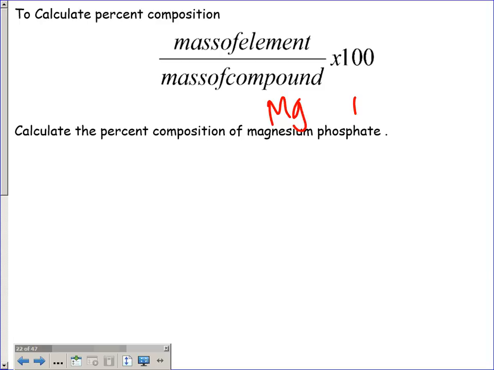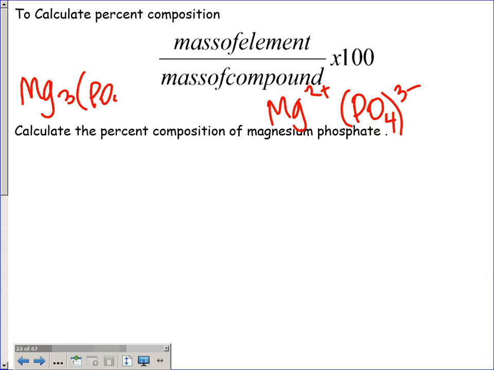So that's PO4. I'm going to go ahead and write the charge of phosphate, which is what? 3 minus. Magnesium, look at the periodic table. 2 plus, this is in group 2. Crisscross those, and what do you get? Mg3(PO4)2. Okay, so that's magnesium phosphate.